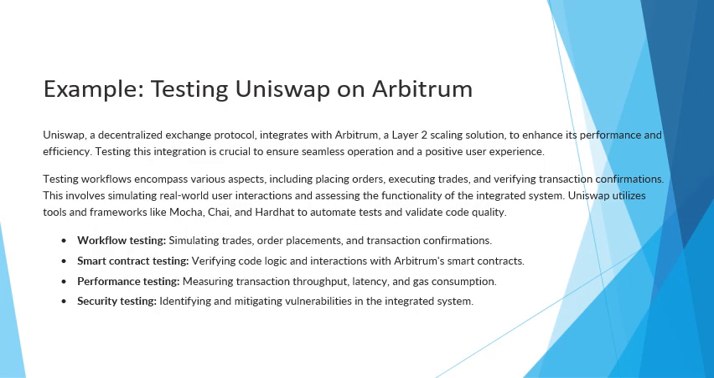Here is an example. We will be testing Uniswap on Arbitrum. Uniswap, a decentralized exchange protocol, integrates with Arbitrum, a layer 2 scaling solution, to enhance its performance and efficiency. Testing this integration is crucial to ensure seamless operation and positive user experience.